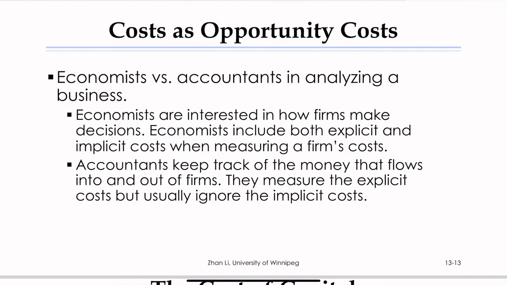And for accountants, well, the purpose of accountants is to keep track of the money which flows into and out of firms. So you can see that their main focus is to measure the explicit costs. So they would generally ignore the implicit costs. So basically, economists and accountants have different goals and purposes and functions. So they will record firms' costs in different ways.